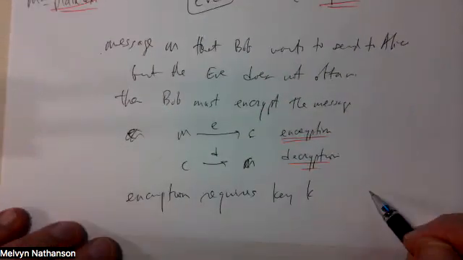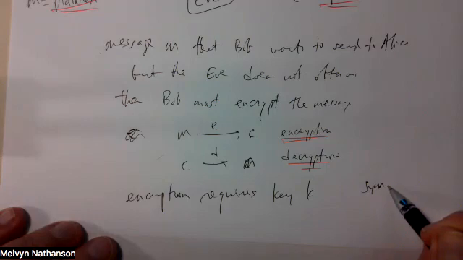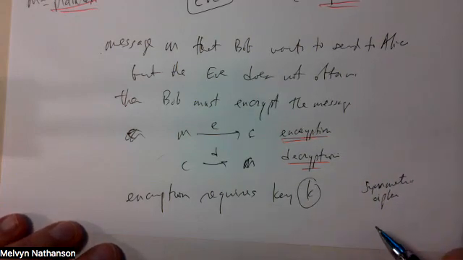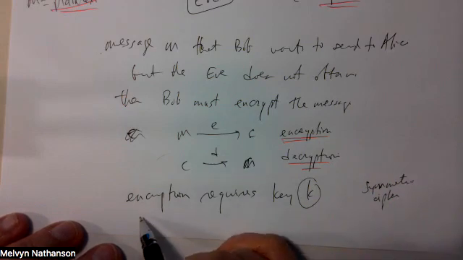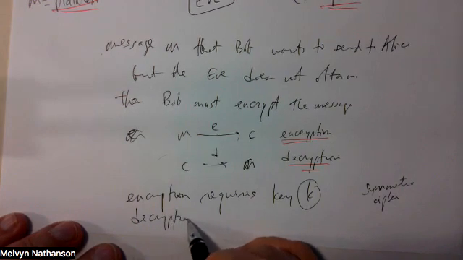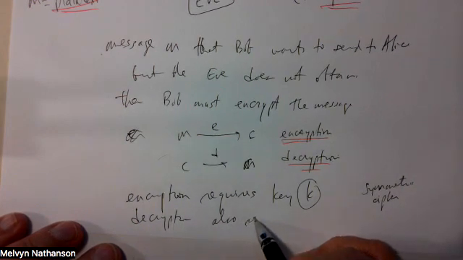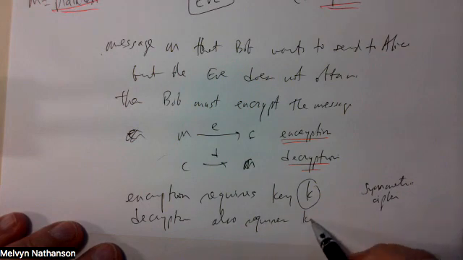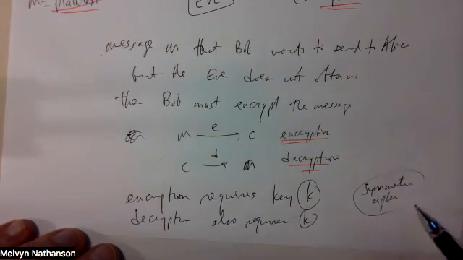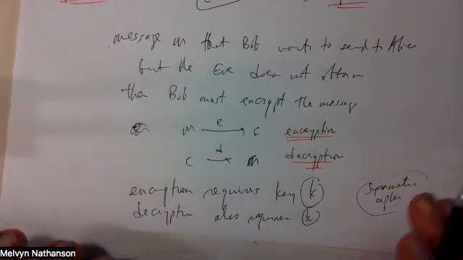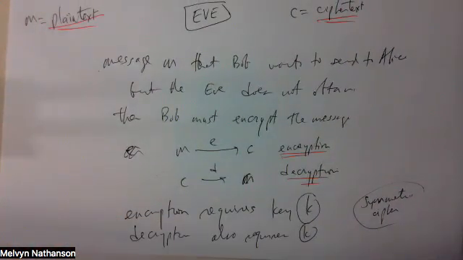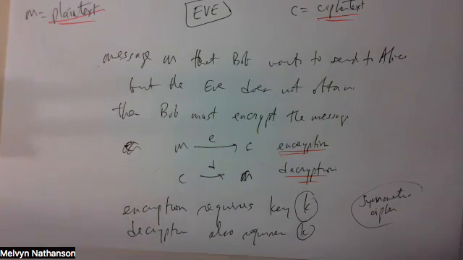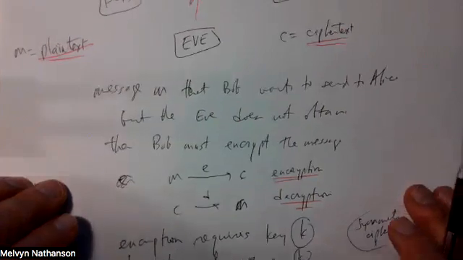And if you have what is called a symmetric code, a symmetric cipher, you need the same key, K, to decrypt your message. So decryption also requires the same key, K, whatever it might be. So in a symmetric cipher, Alice and Bob have the same information, and that information is the key K that you need to encrypt and decrypt.